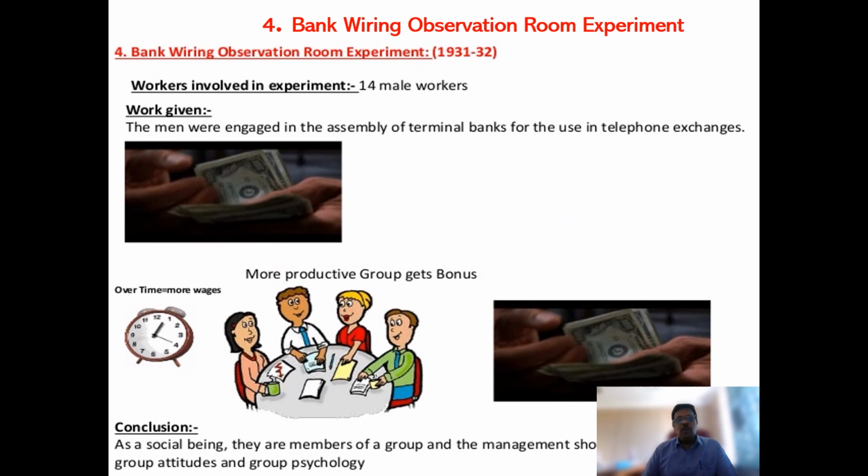The fourth one, the bank wiring observation room experiment. Here they took 14 male workers. The men were engaged in the assembly of terminal banks for use in telephone exchanges. The more productive group gets a bonus.